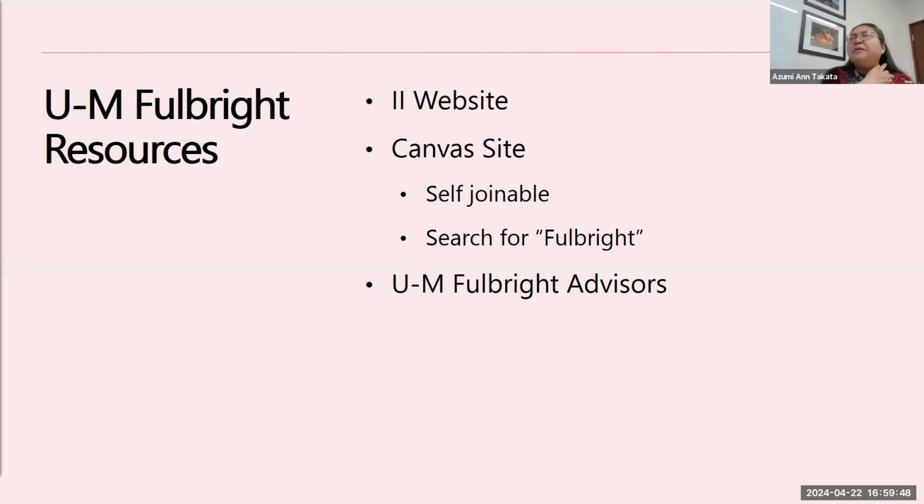We do strongly recommend that you join this Canvas site. One of the resources that you will find on the Canvas site is a collection of the statements of grant purpose and the personal statements of previously successful applicants. And you will find those, and many of those that are for independent research will also have letters of affiliation along with the statement of grant purpose. So you should go take a look at some of those and see what these things look like.